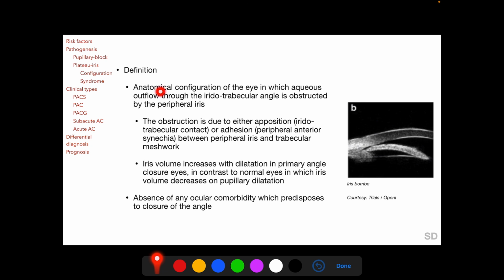Primary angle closure is an anatomical configuration of the eye in which aqueous outflow through the iridotrabecular angle or the trabecular meshwork is obstructed by the peripheral iris in the absence of any ocular comorbidity which predisposes to closure of the angle. This obstruction can be due to either an apposition or adhesion between the peripheral iris and the trabecular meshwork. In this photograph, we see the peripheral iris obstructing the access of the aqueous humor to the trabecular meshwork in the anterior chamber angle.